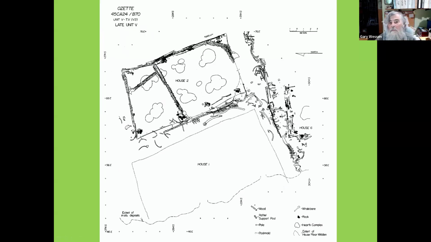And then somebody, maybe even the House 5 people, we don't know, comes back in now that there's better drainage and builds another house there. So that's what you have in the B70 area.